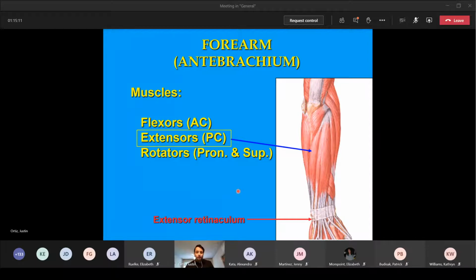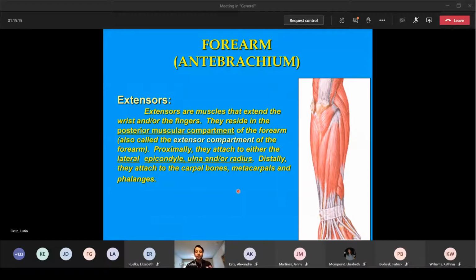Okay. So here are going to be the extensors. Also important to note, extensors are going to be on the lateral epicondyle of your humerus. Remember, we talked about flexors being on the medial epicondyle of your humerus. Extensors are going to be on the lateral epicondyle, right? Right there, lateral epicondyle.